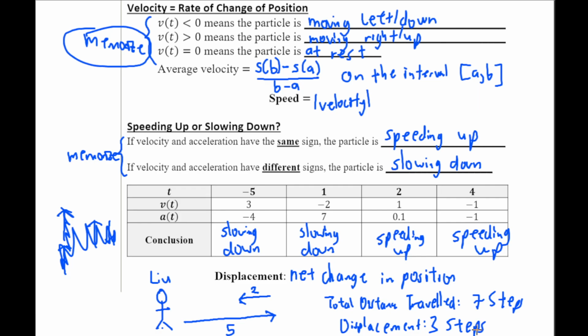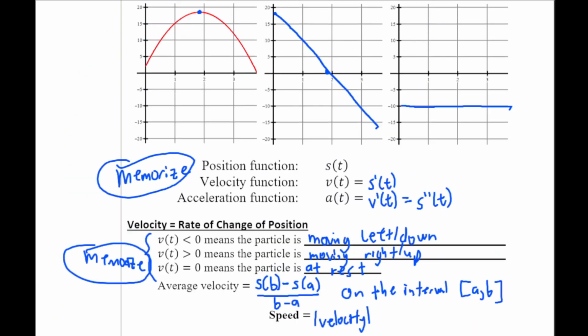You'll see a lot of questions on the AP exam and on tests about displacement versus total distance traveled. Keep these very clear. Here, again, my total distance traveled was 7 steps, but my displacement was 3 steps, because from my starting point to my end point, there was just a difference of 3 steps. Let's go to the next page.